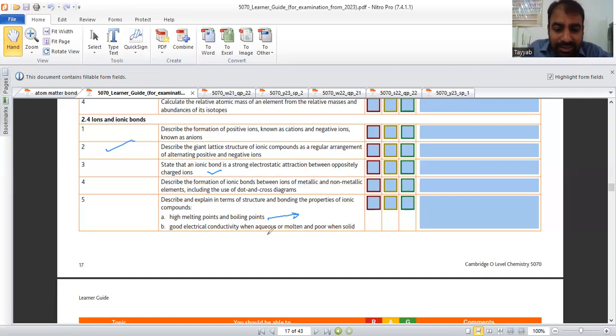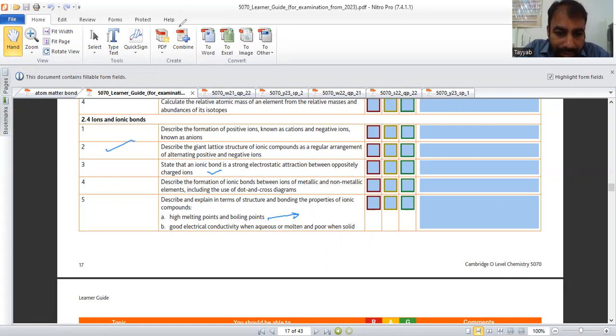Good electrical conductor when aqueous or molten, and poor when solid. Yes, why are they good conductors? Because in aqueous or molten form, ions are free, not electrons. This is also a common mistake. Students use the word electrons are free. No, electrons are free in graphite or in metals. But when we talk about ionic compounds, there is a concept of ions, that ions conduct electricity in an ionic compound with the help of ions.